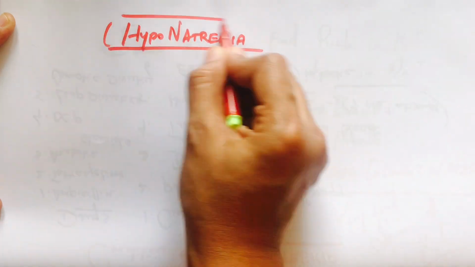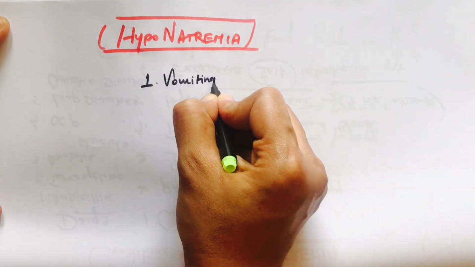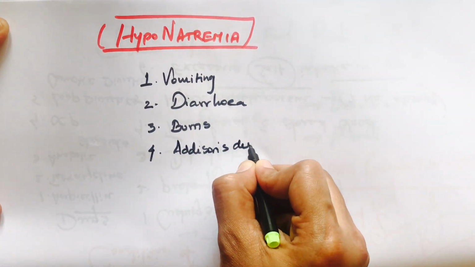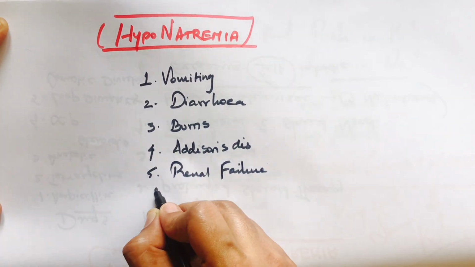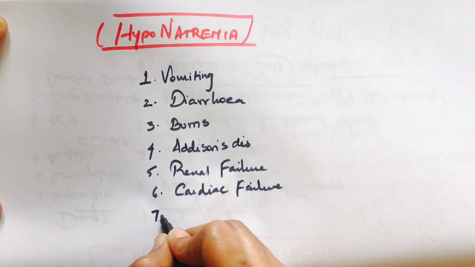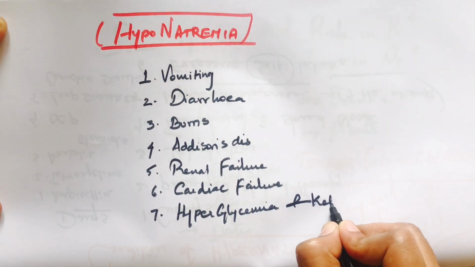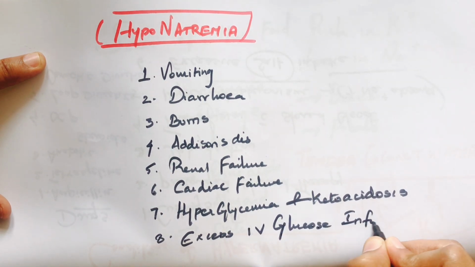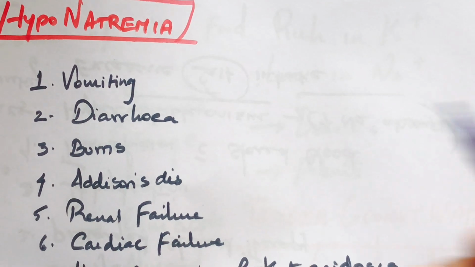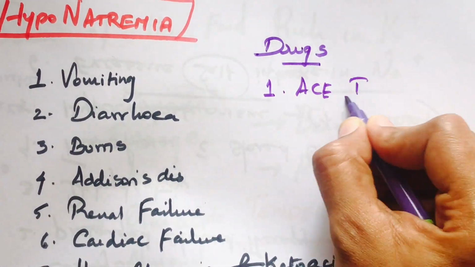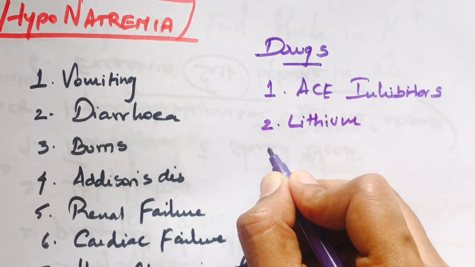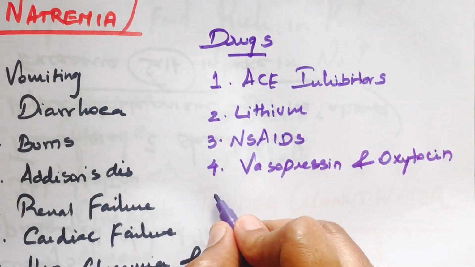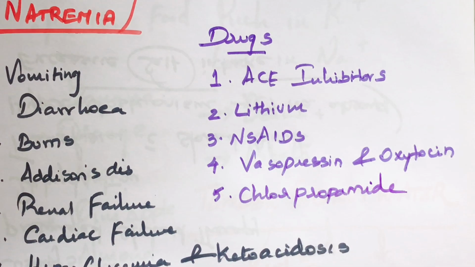And what are the conditions which result in hyponatremia? In case of severe vomiting, severe diarrhea, burns, Addison's disease, renal failure, cardiac failure, hyperglycemia, and ketoacidosis. When there is excessive infusion of IV glucose, and the drugs which cause hyponatremia are ACE inhibitors, lithium, NSAIDs, vasopressin, oxytocin, and chlorpropamide.